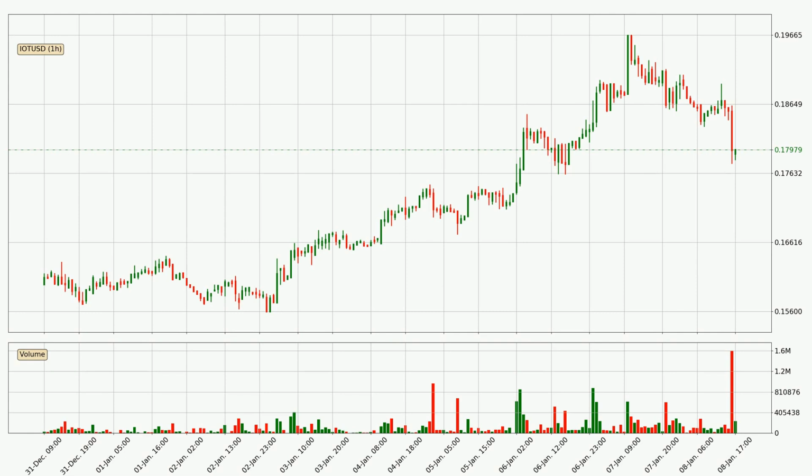Looking at the IOTA hourly time frame, the price moved quickly to the downside with around 5.1% in the last 24 hours, with a current price of 18.0 cents. We can see that the sellers are taking over because the volume was high, showing that this move was strong.